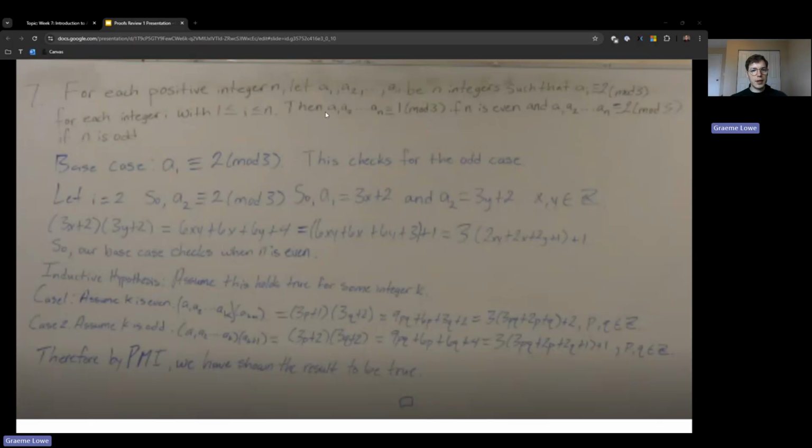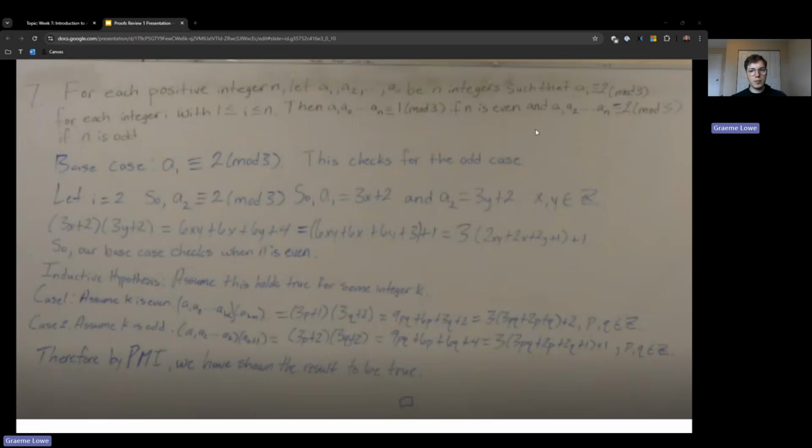So it says then that a1 multiplied by a2 all the way to an is congruent to 1 mod 3 if n is even, and a1 multiplied by a2 all the way to an is 2 mod 3 if n is odd.